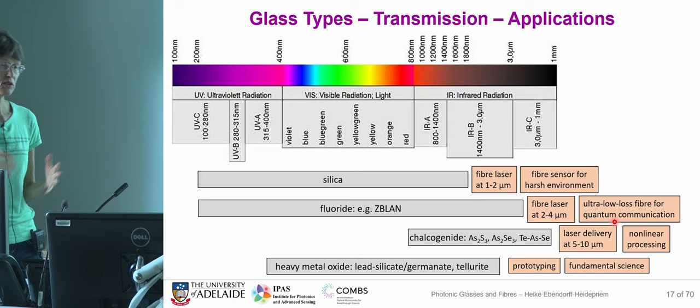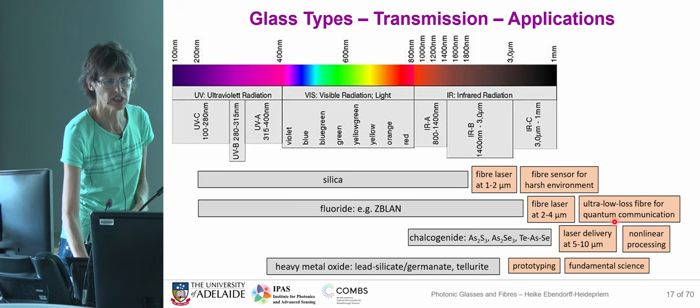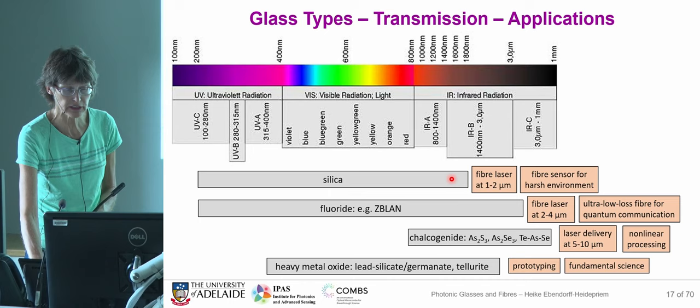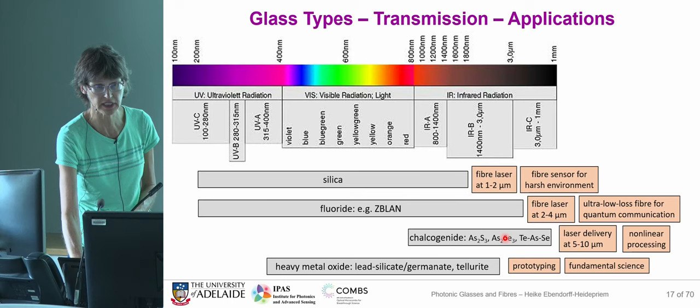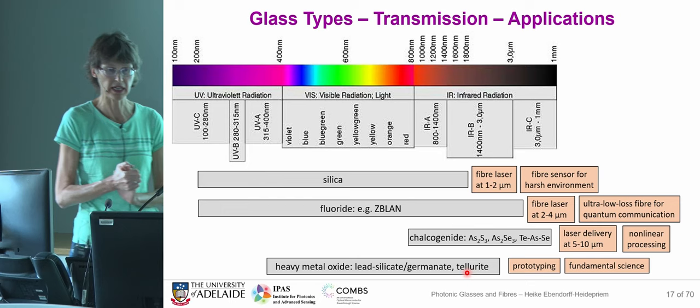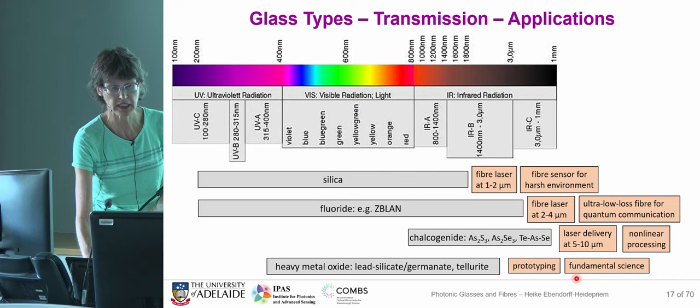This is also shown on this slide in a different way. Silica has transmission from the UV to the near infrared. Fluoride glass also goes from the UV, but up to the mid-infrared. Chalcogenide glasses go further into the mid-infrared. And then the heavy metal oxide glasses like lead silicate and tellurite are sort of in between the fluoride and chalcogenide glasses. I will not go through it, I will come to the spec later on.